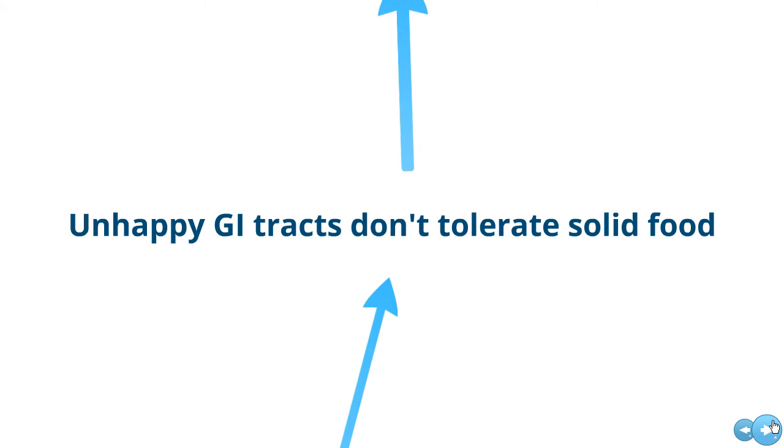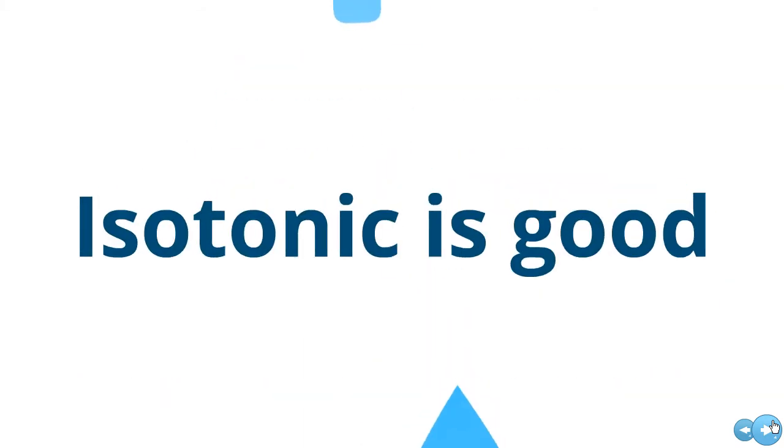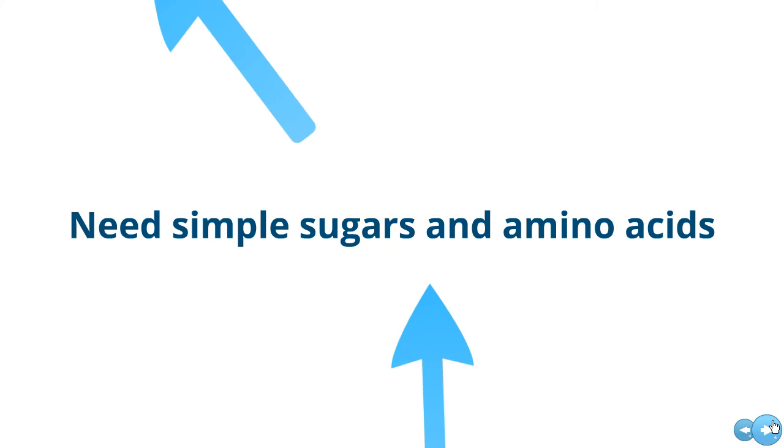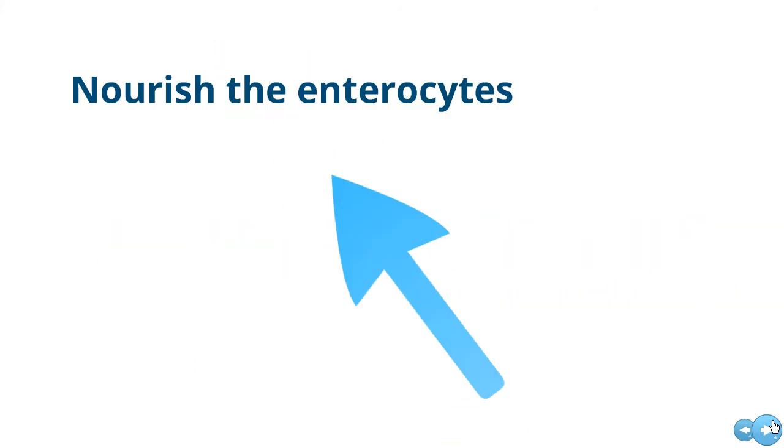So, take-home message out of all this is that unhappy gastrointestinal tracts don't tolerate solid food. That's no surprise. But isotonic fluids are useful. They do need to be isotonic because the transport mechanisms across the enterocyte wall are sodium dependent to some degree, and so that's why just giving plain water won't work. We need to give simple sugars and amino acids, not much fat particularly, just simple sugars.